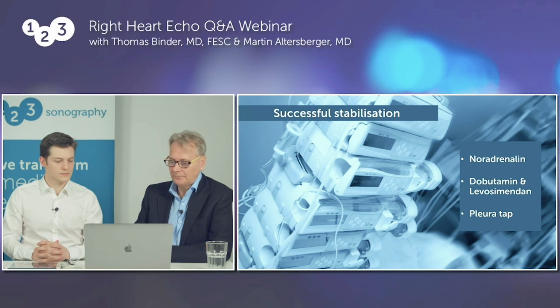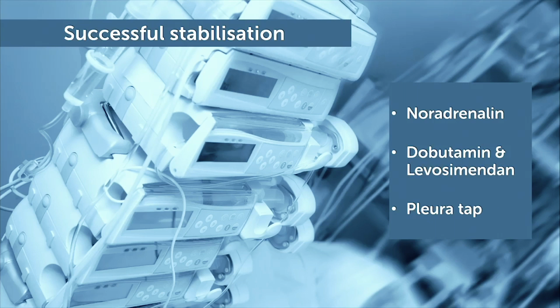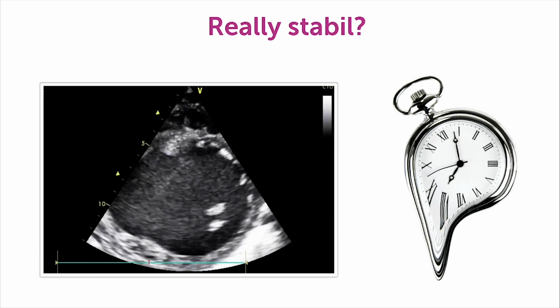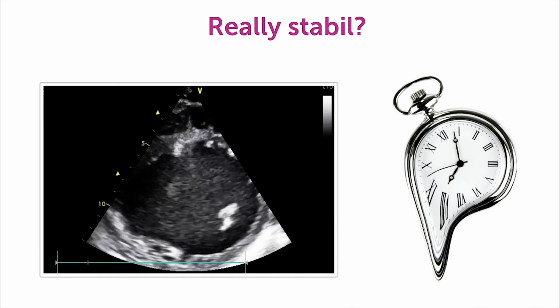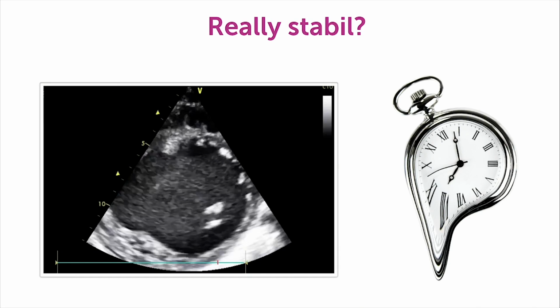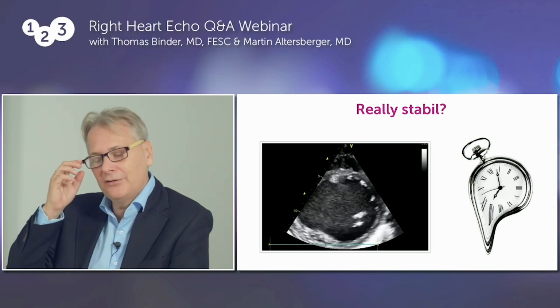So the patient was successfully stabilized. He got catecholamines, and we performed a pleural tap, and everything was, on clinical grounds at least, partially stabilized. But the question is: is this patient really stable?